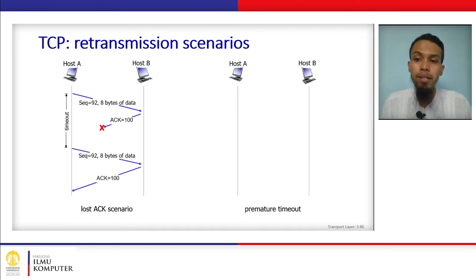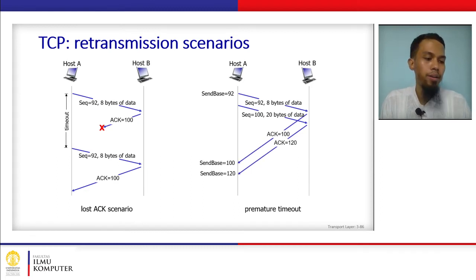After the timeout, since everything is alright, host B sends another acknowledgement to host A. So this is just the general retransmission because of the lost acknowledgements.